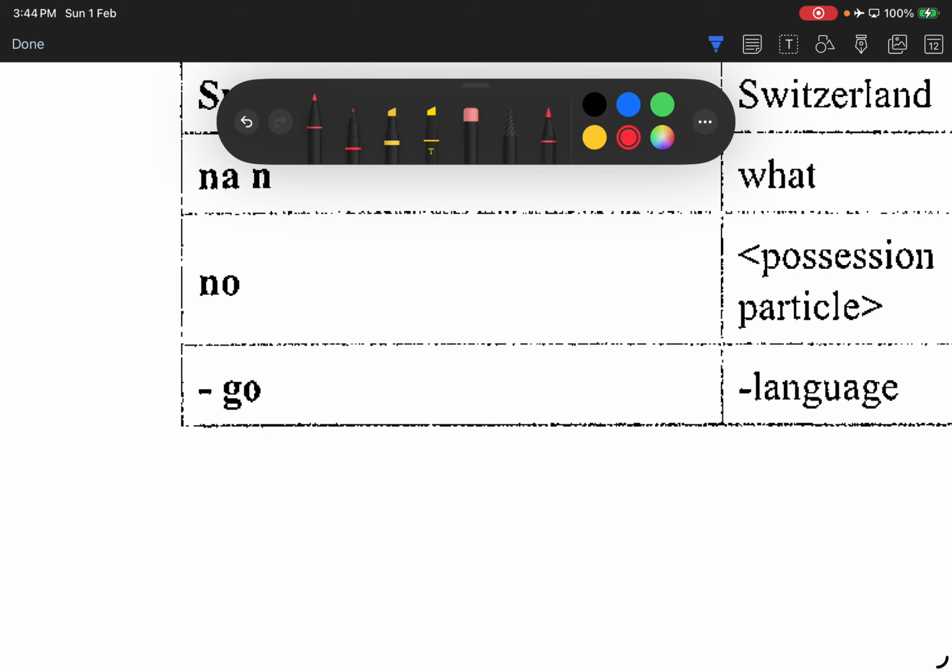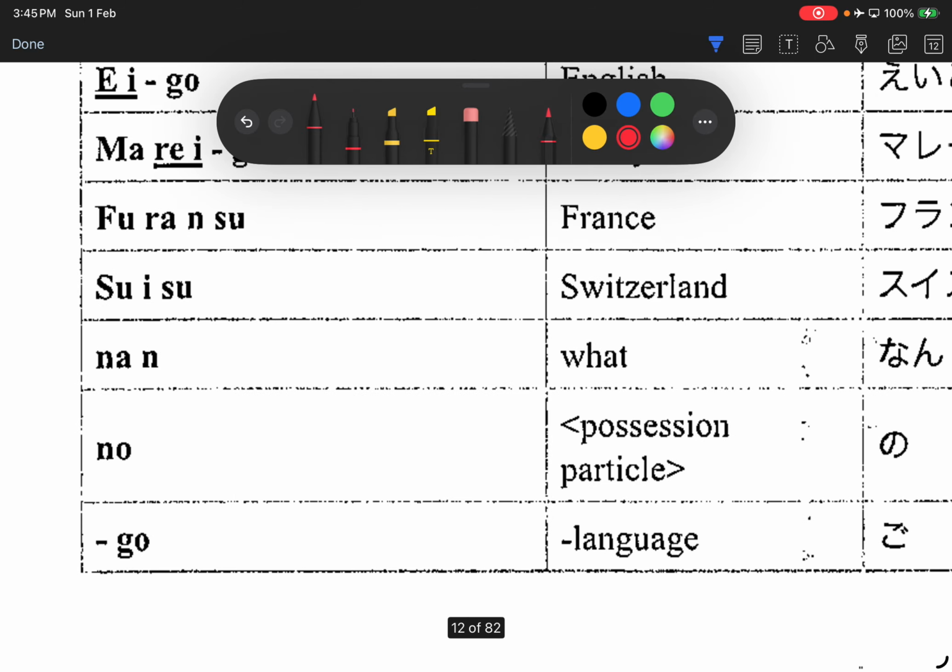Of course, some countries don't have a language, like Singapore-go. Singlish, right? We don't call it Singapore-go. We call it Singlish, because there's no Singapore language. Same for German, Doitsu go. For France, Furansu go. For Switzerland, in Japanese they call it Suisu. So Suisu go? Is there a Suisu go? Don't have, right? Swiss is not a language, so there's no Suisu go.